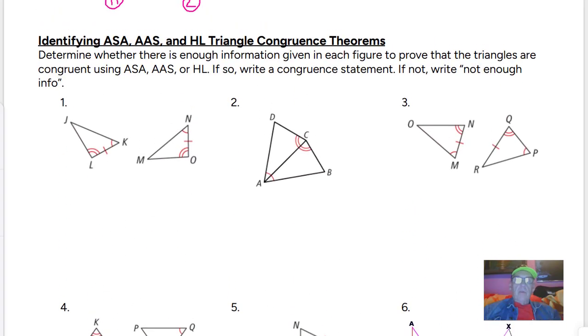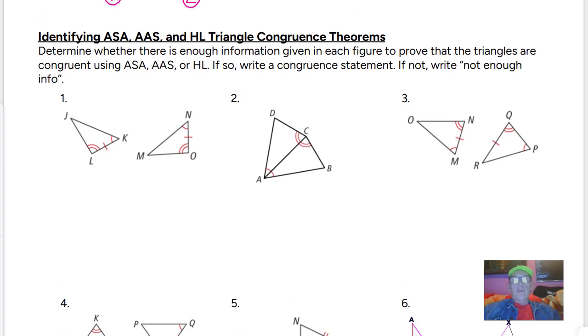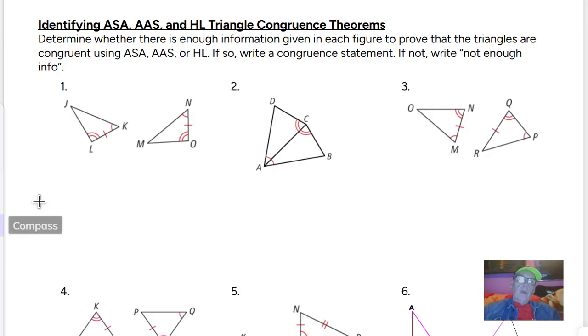Now let's look at these other examples to work out. So here we have an angle side angle pattern, angle side angle pattern.